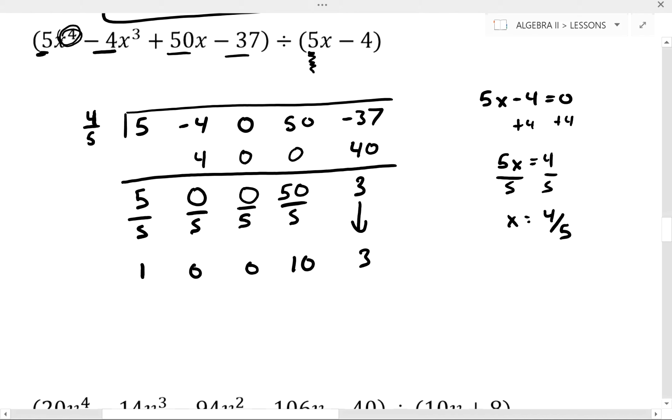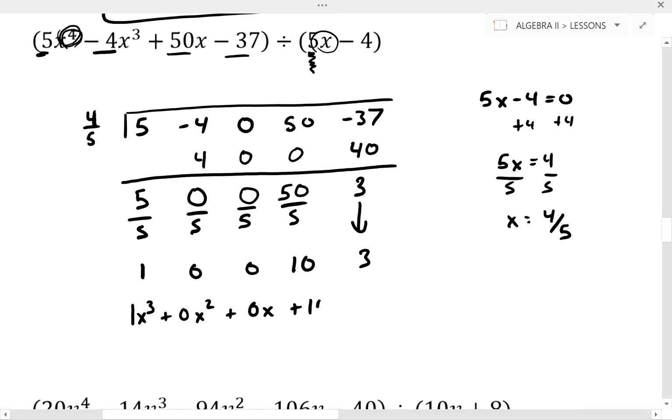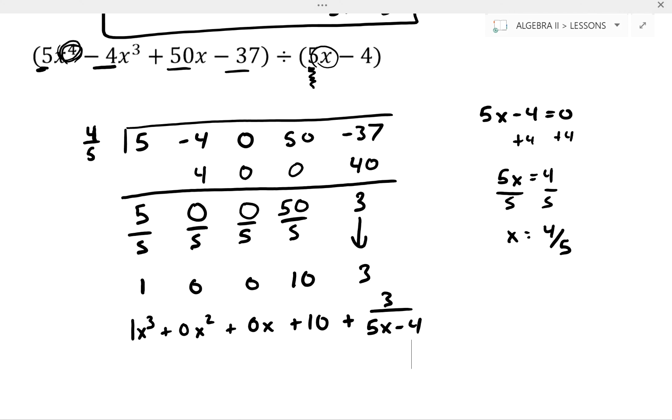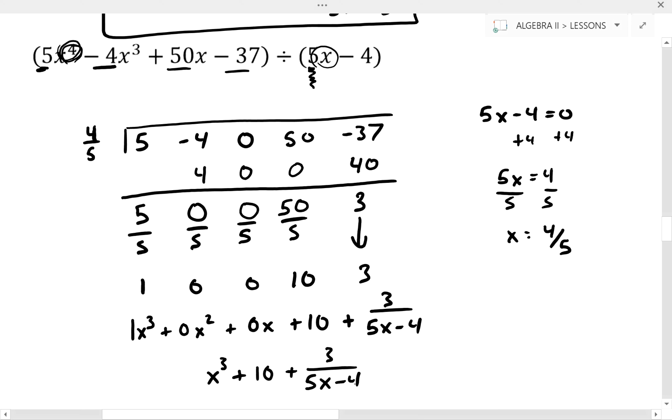Again, our dividend started with an x to the fourth term, and we're dividing away an x term. So that means my solution is going to start with an x to the third. So that's 1x to the third plus 0x squared plus 0x plus 10 plus my remainder of 3 divided by my divisor of 5x minus 4. Now I don't need to keep all the terms that have zeros in them, so I'm going to rewrite this as x to the third plus 10 plus 3 divided by 5x minus 4. And there is another example of synthetic division.